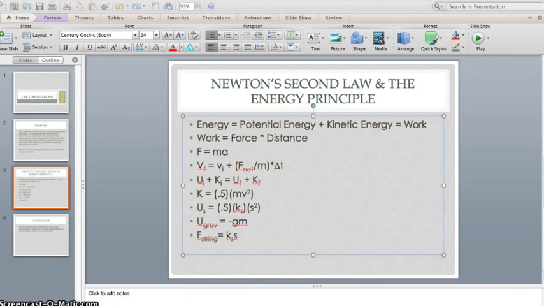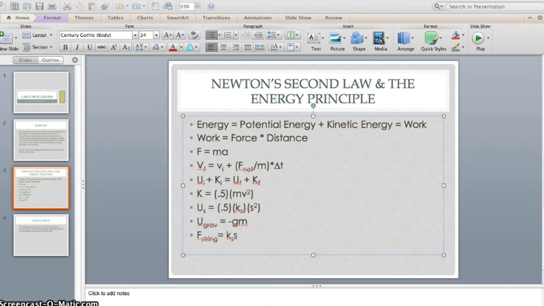In order to properly understand the physics used in this lab, one needs to understand two important principles: Newton's second law and the energy principle. Energy is equal to potential energy plus kinetic energy, which means that the change in energy is equal to the change in potential energy plus the change in kinetic energy. The change in energy is equal to work. Work is equal to force times distance, and force is equal to mass times acceleration, where acceleration is the change in velocity over the change in time.